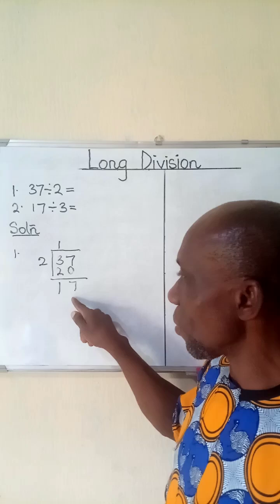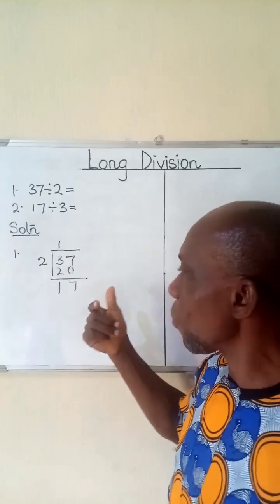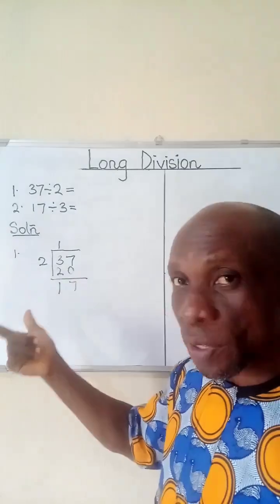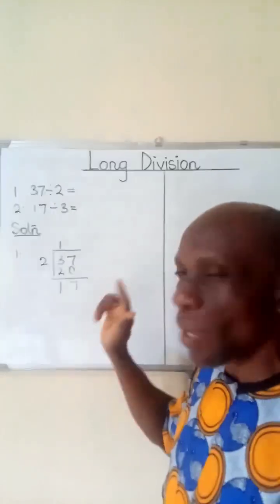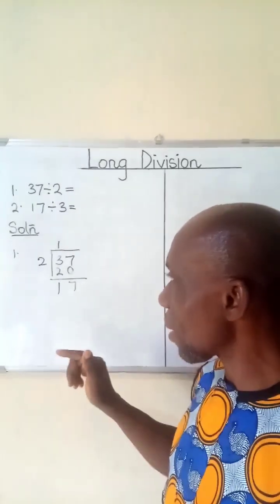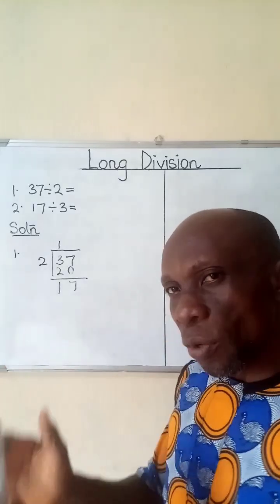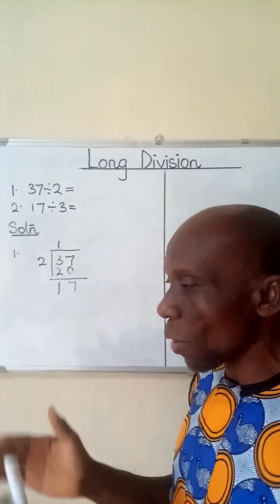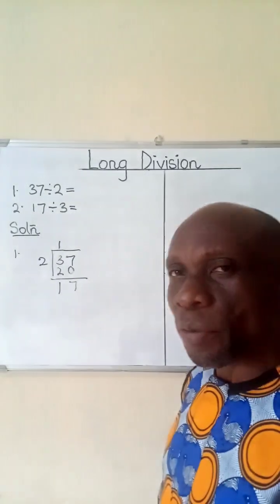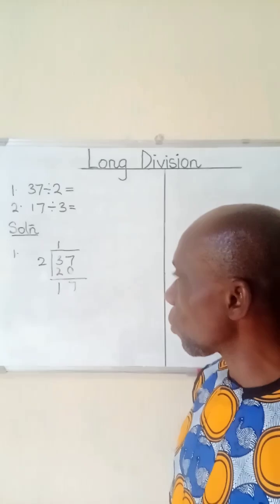2 goes into 17. It's the same thing as saying 2 multiplied by what will give you 17, or a number that is closest to 17. It must not be greater than 17. So you realize that 2 times 8 is 16. That means I can bring out a group of 2 items from 17 in 8 places, or 8 times, if you want to put it that way.